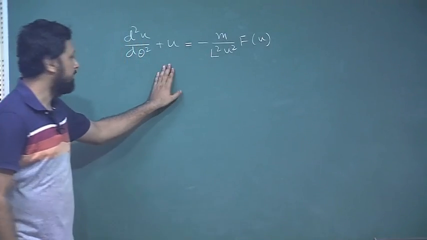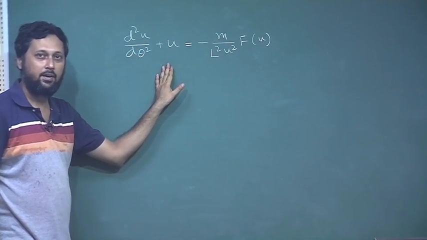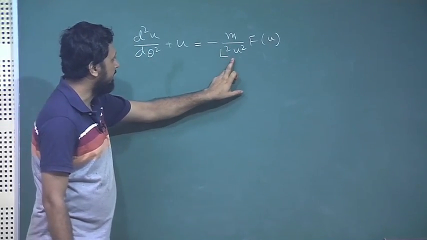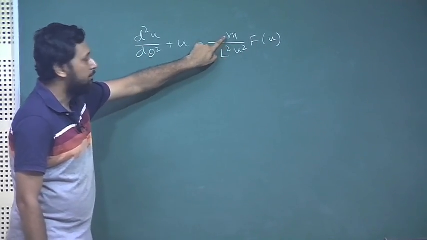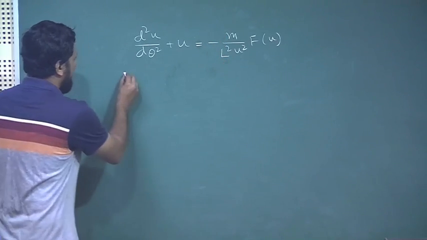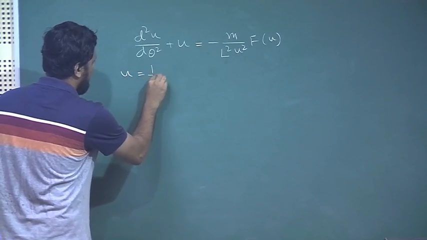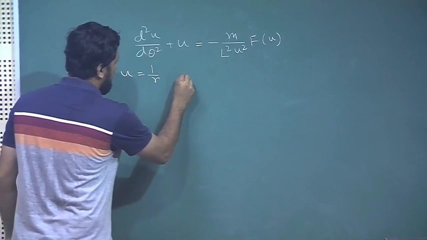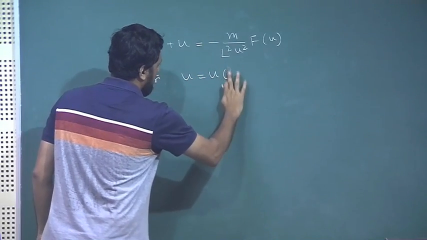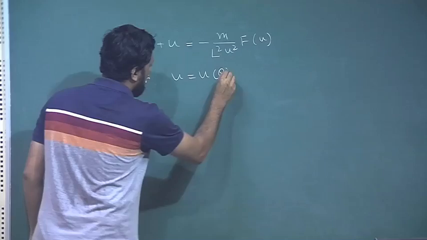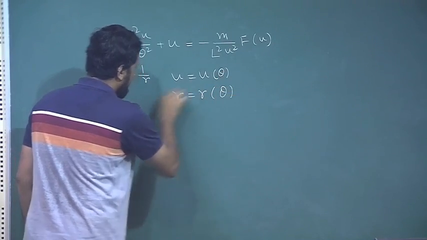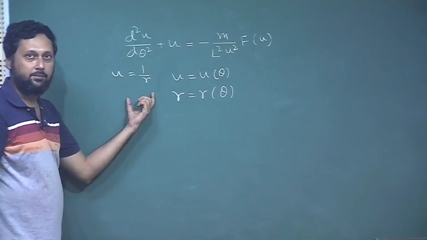So, this is the relation which we derived in the last class, that is for any central orbit we have d²u/dθ² + u = -(m/L²u²) f(u), m being the mass of the object, L being the angular momentum, u is a parameter which is nothing but 1 over r. So, by solving this equation we get u as a function of theta, which is equivalent of saying that we get r as a function of theta, because u and r are just inversely related to each other.